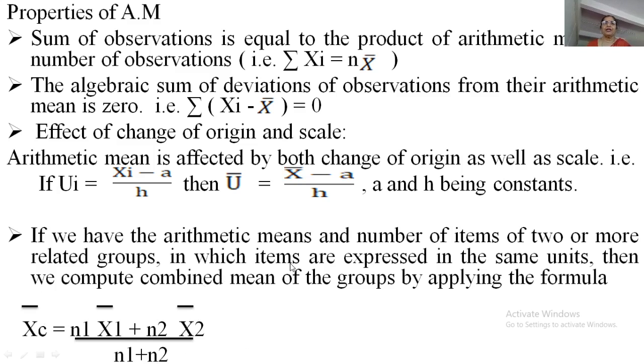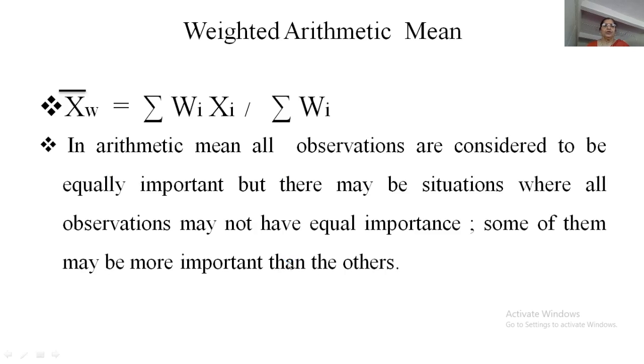So you can obtain the combined mean for the combined group. Now I will give the definition of weighted arithmetic mean. Weighted arithmetic mean is again one type of arithmetic mean in which one has to consider the weights of the observations. So what do you mean by weights? Weight is the relative importance of that observation in the data set. Generally, weighted means are used in computing index numbers.